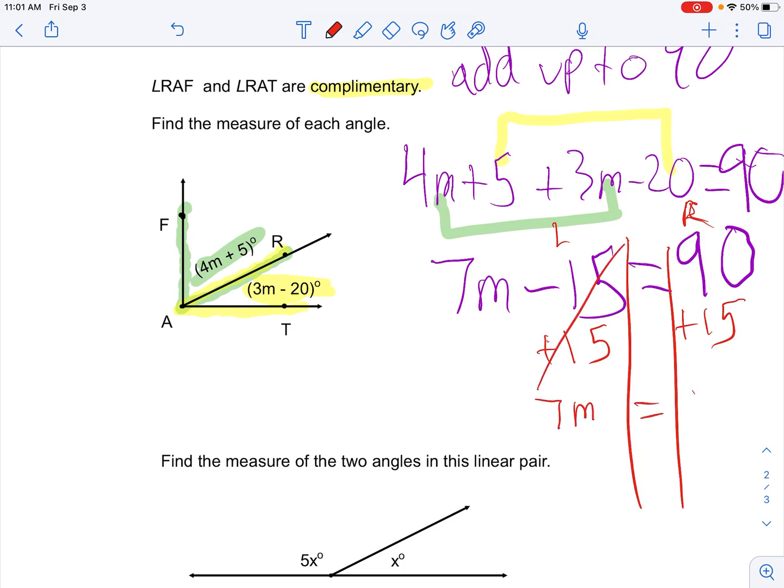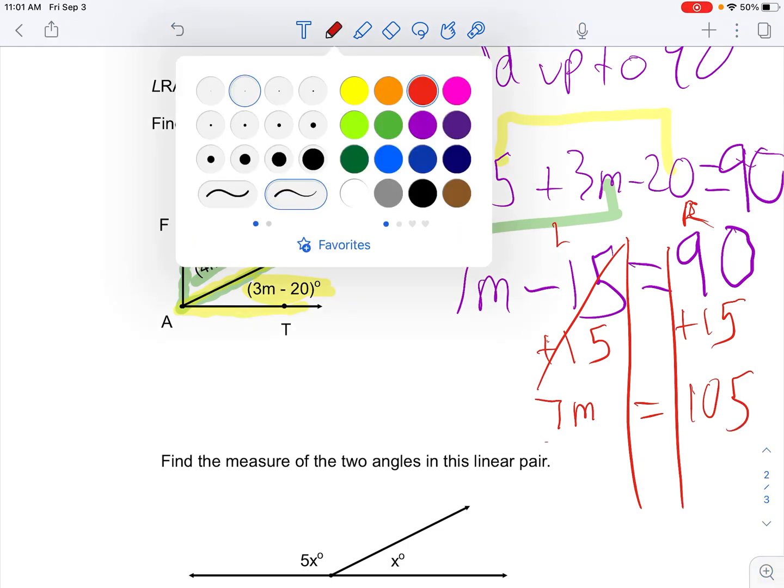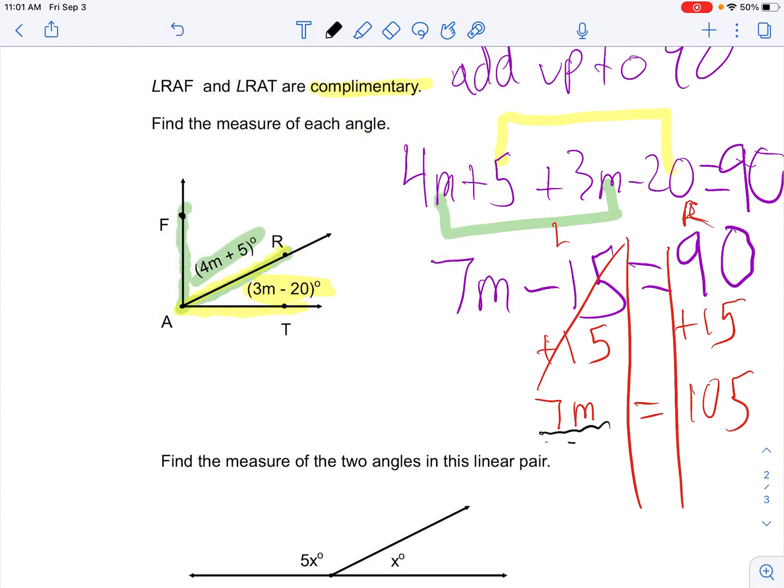So 7m equals 105. And now 7 times m, what's the opposite of 7 times m? Well, you better divide by 7. And because equations are balanced, anytime I divide by 7 on the left side, I better divide by 7 on the right side. And I'm actually going to get, this cancels out, m equals 15.